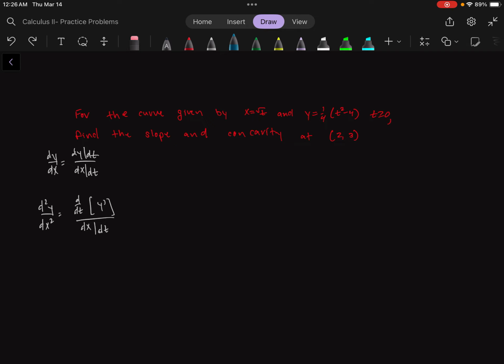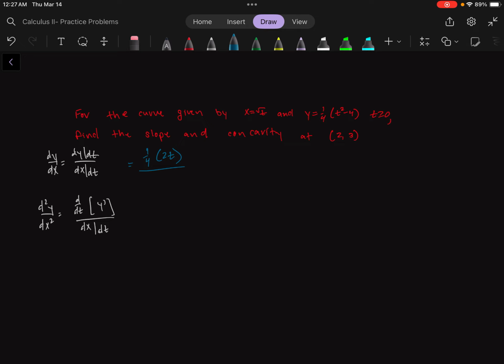Well, the same thing as dy over dt. Let's see, what is the derivative of y with respect to t? That 1/4 is going to stay there. And then we have a 2t, right? That is the derivative of y with respect to t.